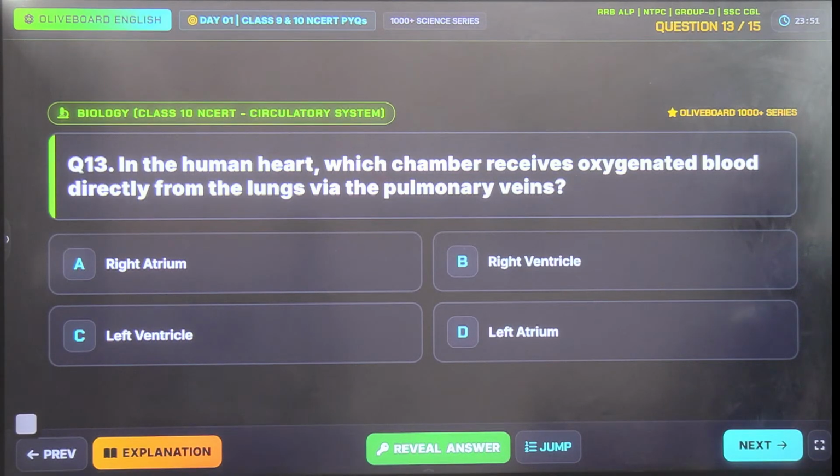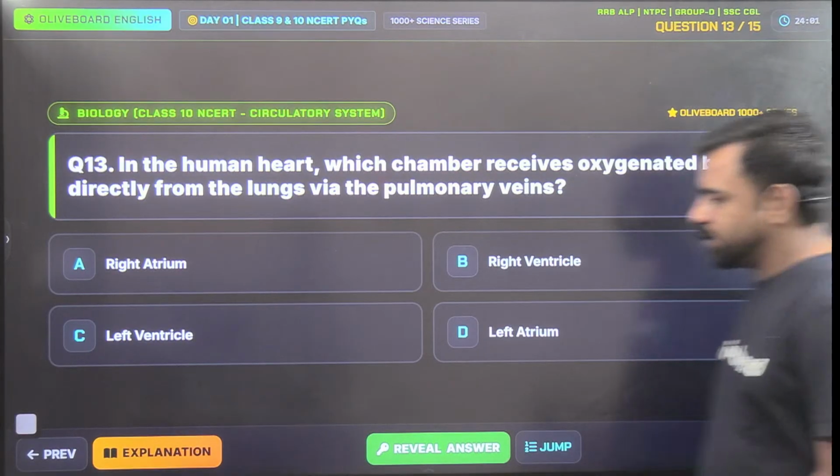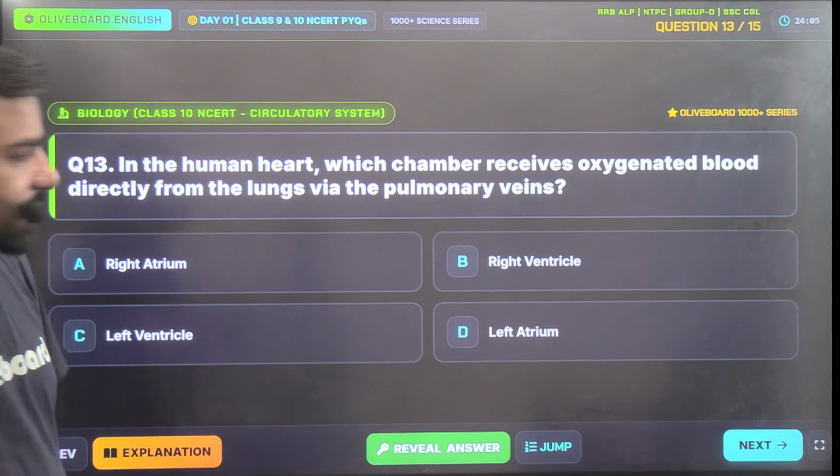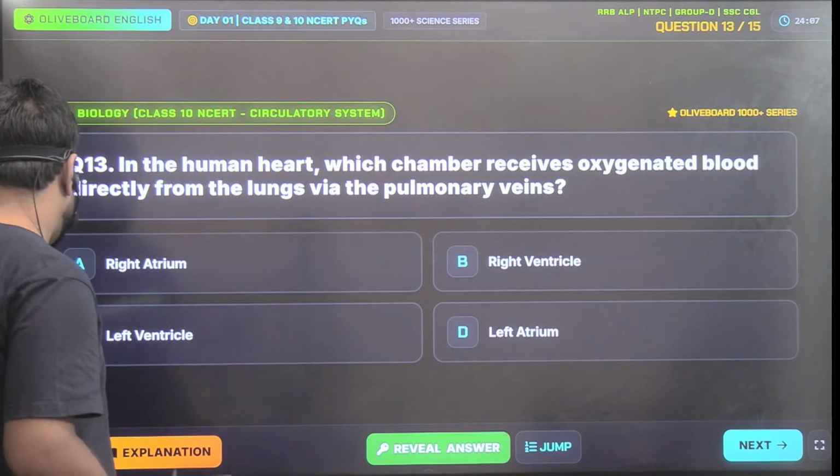In the human heart, which chamber receives oxygenated blood directly from the lungs via pulmonary veins? So your four options, let us see what will be the correct answer. Now guys, in order to make you understand this part, Ankita is going with B, that is right ventricle. Okay, so let me explain to you.